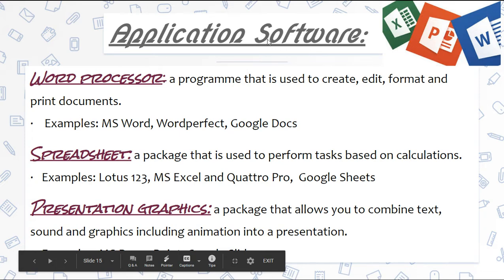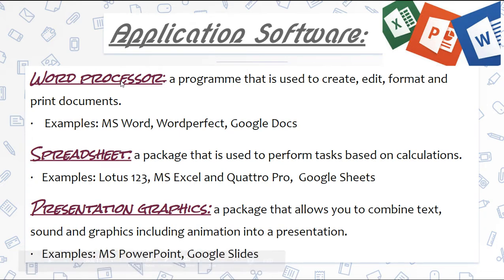Application software, there's different types, different categories. So you get word processor software, a program that is used to create, edit, format, and print documents. Microsoft Word is probably the most famous. We use Google Docs a lot at school. So there's something called WordPerfect.